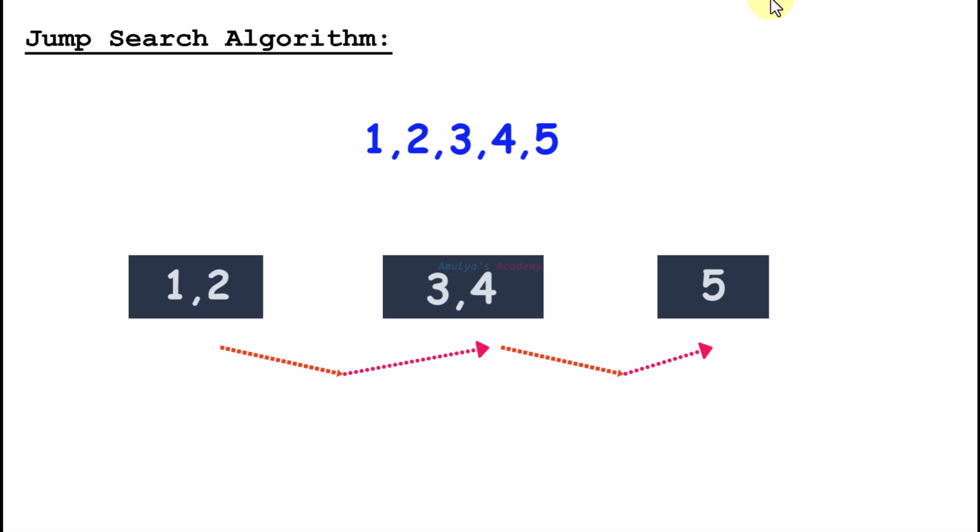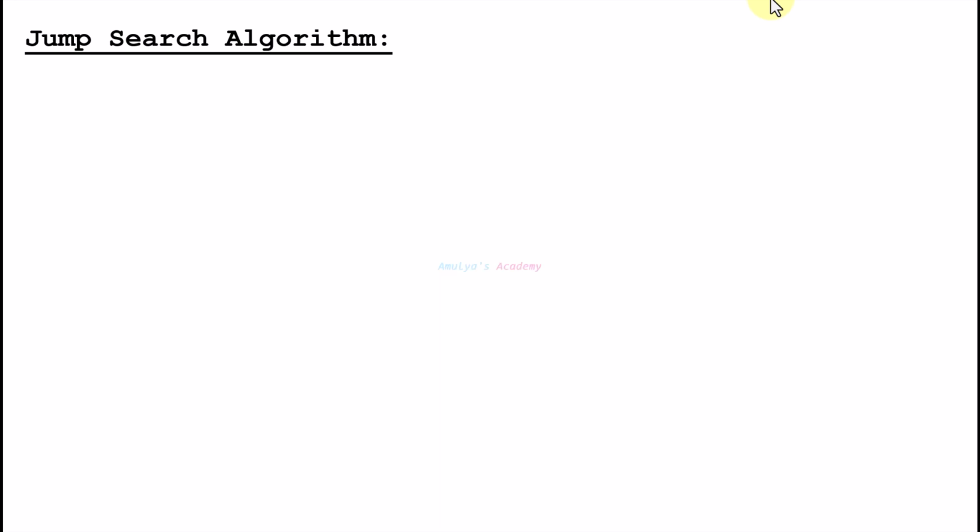This allows it to quickly determine which block might contain the target element. Once the algorithm identifies a potential block where the target element could reside, a linear search is performed only within that identified block. Okay, next let's talk about the jump search algorithm in detail, step by step.